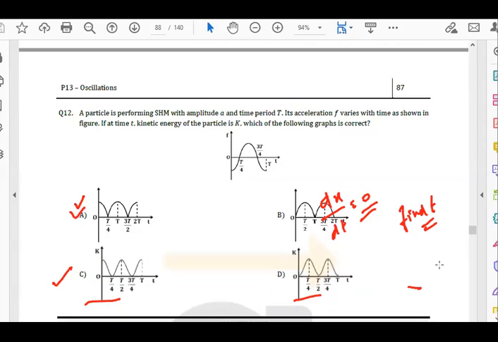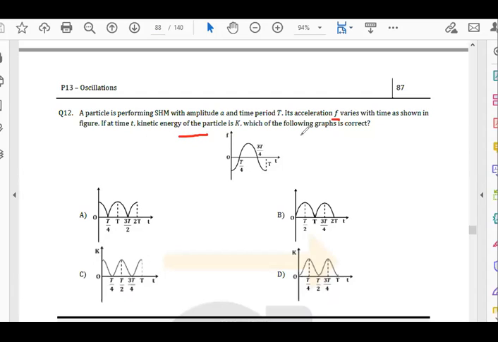Okay. 12th one we have solved, I guess. What is the answer of the 12th one? Look at question number 12. So this is acceleration f. Acceleration is given as f. Acceleration f varies with time as this. The kinetic energy of the particle, the formula of kinetic energy is, tell me.